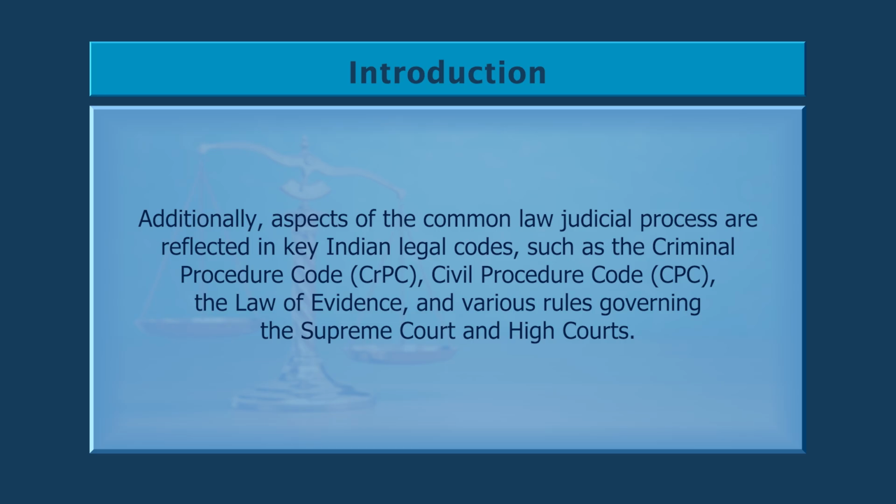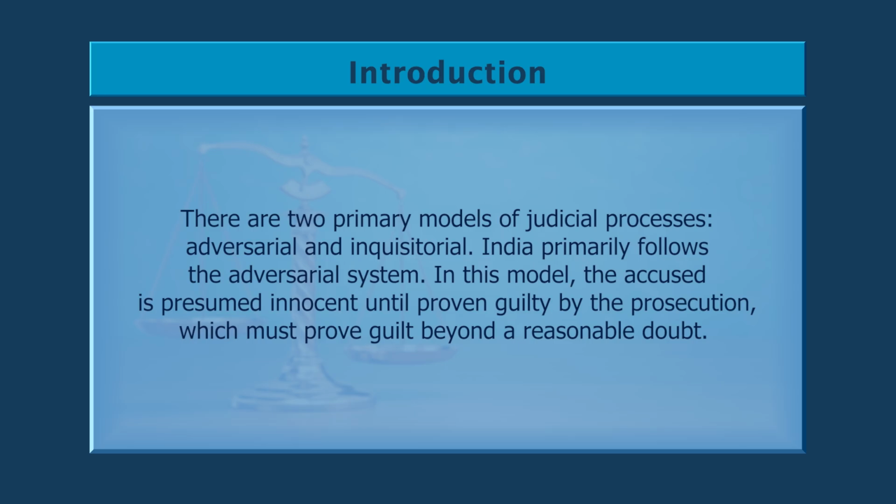Additionally, aspects of the common law judicial process are reflected in key Indian legal codes, such as the Criminal Procedure Code, Civil Procedure Code, the Law of Evidence and various rules governing the Supreme Court and High Courts. There are two primary models of judicial processes. One is adversarial, second is inquisitorial. India primarily follows the adversarial system.